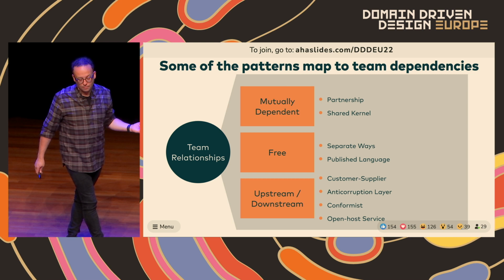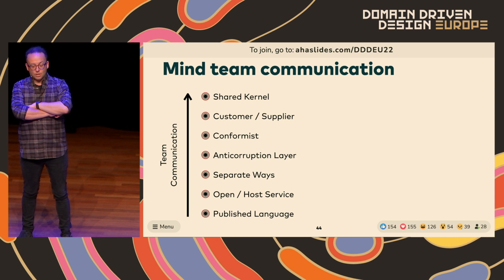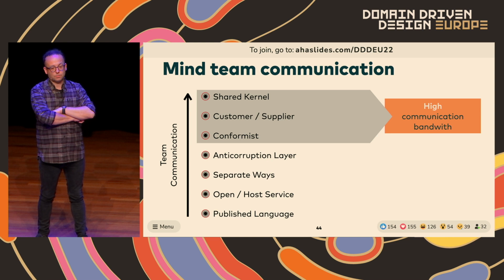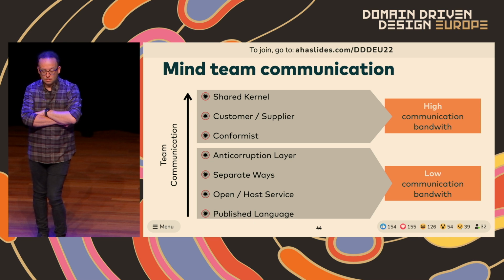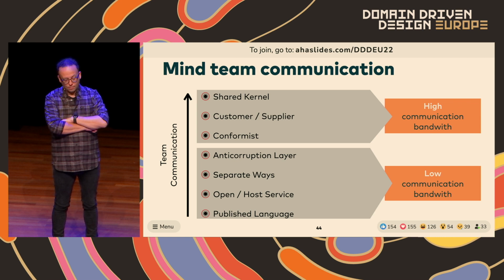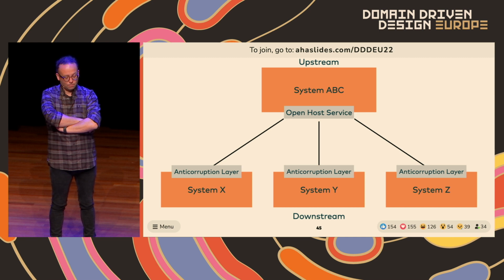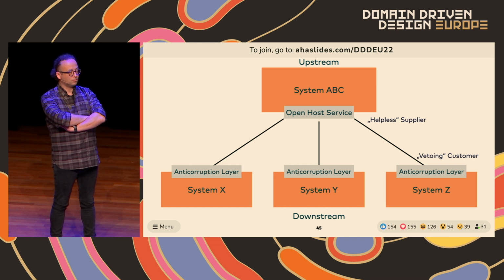And also keep in mind the team communication. So shared kernel, customer supplier, conformist, they are high communication bandwidth patterns. So we have a high degree of organizational coupling. Whereas the other ones, they are more tailored towards a lower communication bandwidth. Now, let me show you this example again. We have an open host service with a bunch of anti-corruption layers. Looks great, doesn't it? Now, one customer is always vetoing changes on the open host service.